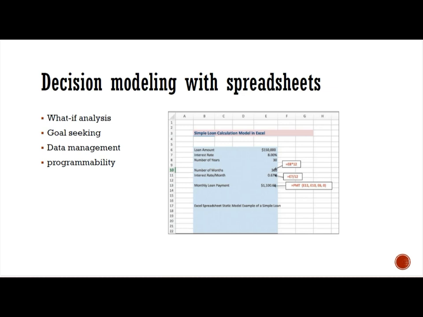Decision-making models. We'll look at what-if, goal seek, data management, and programmability. Models can be developed and implemented in a variety of programming languages and systems. We focus primarily on spreadsheets, modeling languages, and transparent data analysis tools, where their strength and flexibility lie.